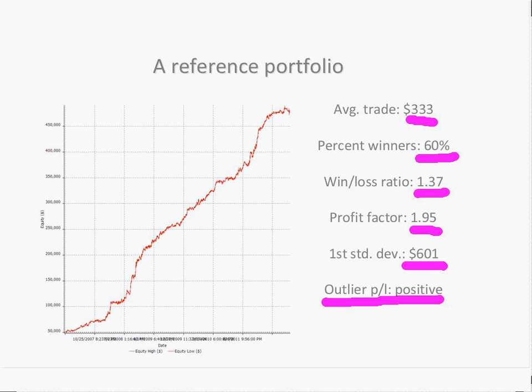But not the least, the total profit and loss for outliers is positive. This means that even for abnormal trades, our trades led us to winners, not to losers.